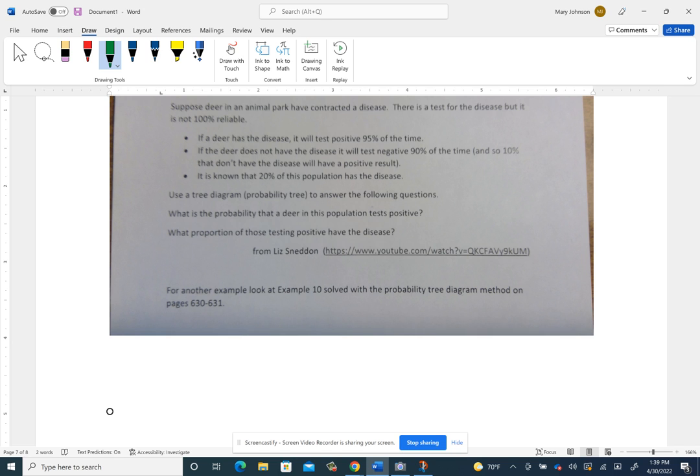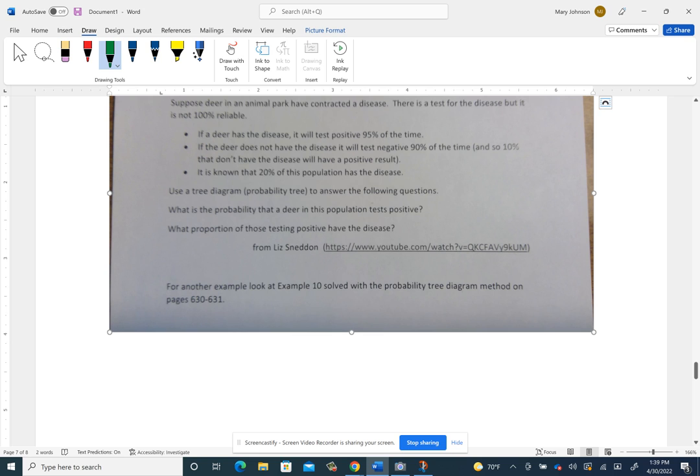This came from a problem I found on the internet, and I really liked it. For another example, look at example 10 on pages 630 and 631. That's a similar situation. As we do this, what we're going to think about is how the deer might have the disease or not. Maybe I could use the little not symbol for that, but I'm going to say deer diseased or healthy.